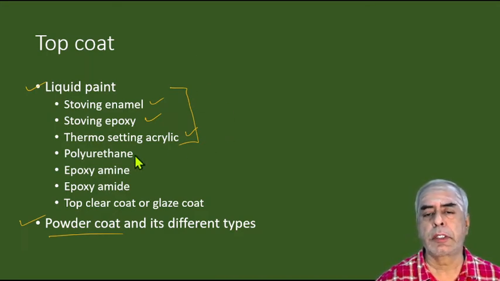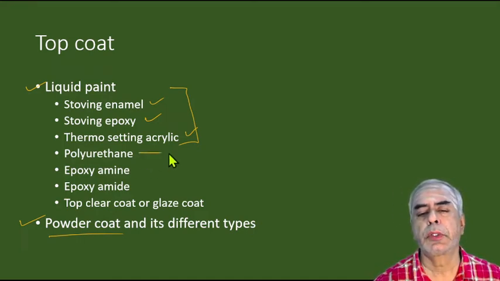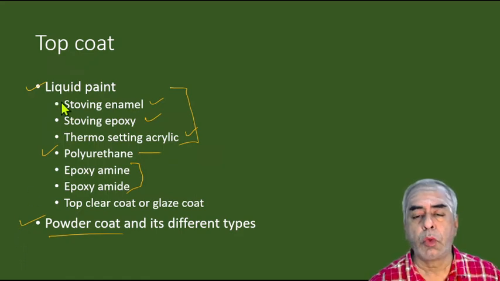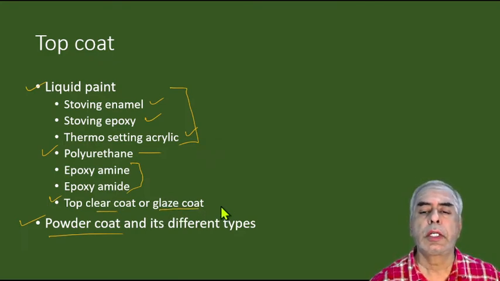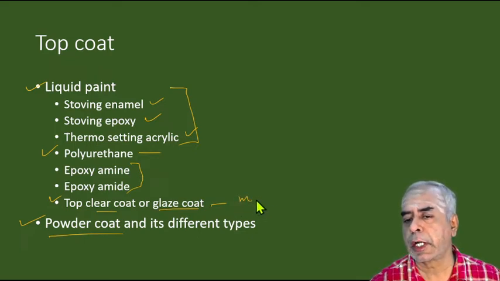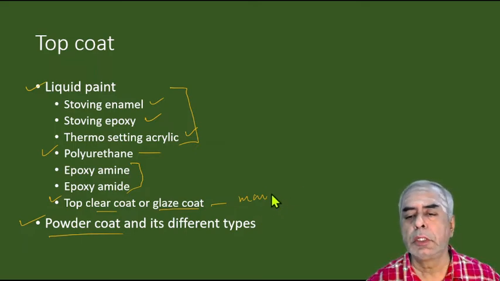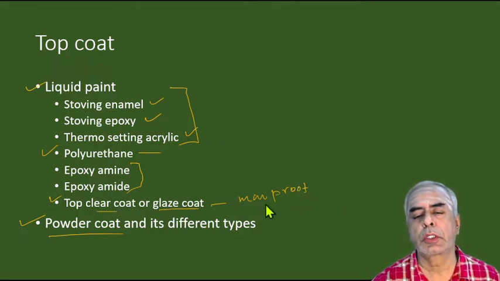Nowadays, some accelerated curing along with hardener packed items like polyurethanes are also available. And we have two pack systems like epoxy amine and epoxy amide. And over that, some people give a glaze coat, that is, a top clear coat. It's called a glaze coat. Here the mark proofness, that is, it should be scratch proof. So in order to have a better aesthetic value, this kind of paints or clear coats are given nowadays.